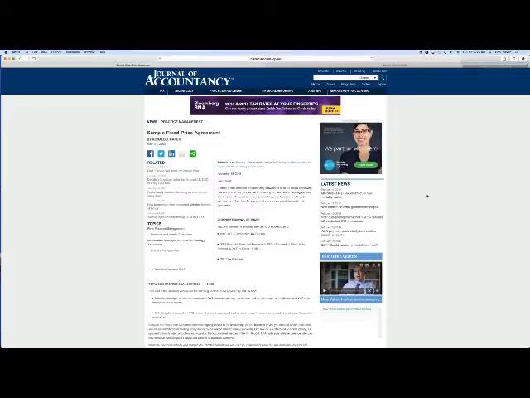But one of the great things about this article is it's got 11 exhibits attached to it. One of those exhibits is a fixed price agreement. And I'm not going to go through this in great detail. I'm just going to kind of scroll down and show it to you.